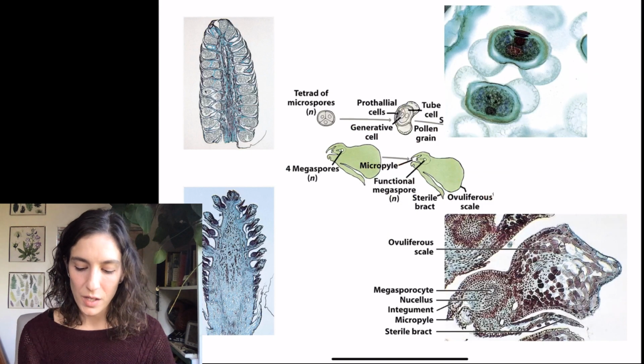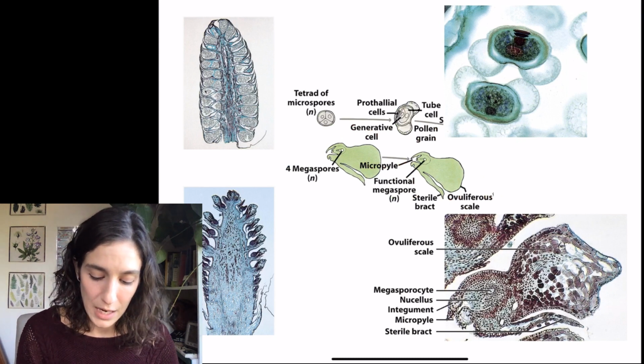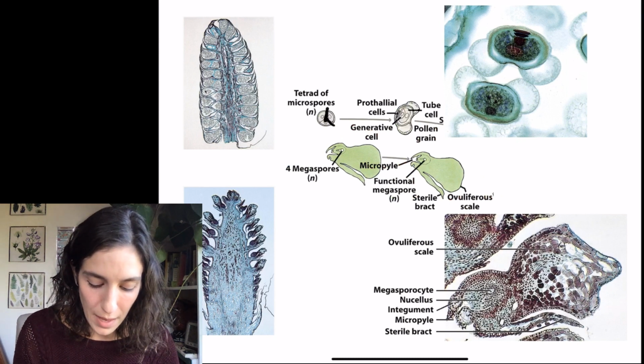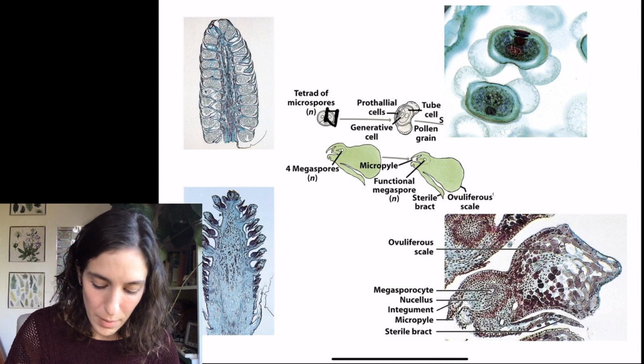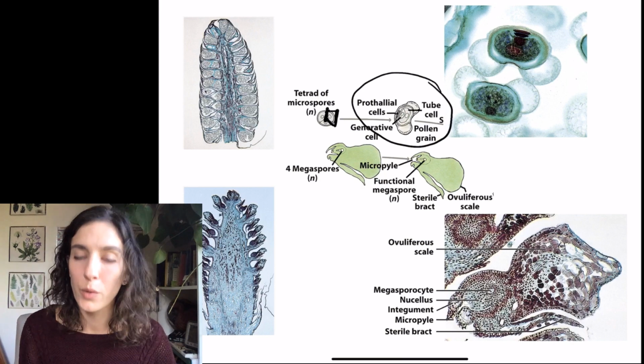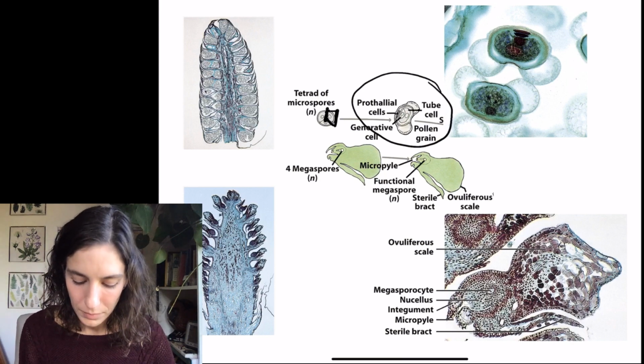So this is the nitty-gritty stuff that we're going to talk about in the next video. But just know that this tetrad of microspores, one of those microspores will become a pollen grain. Okay, so another word for a pollen grain is a microspore. Cool. And then there's just something else that I want to tell you now.